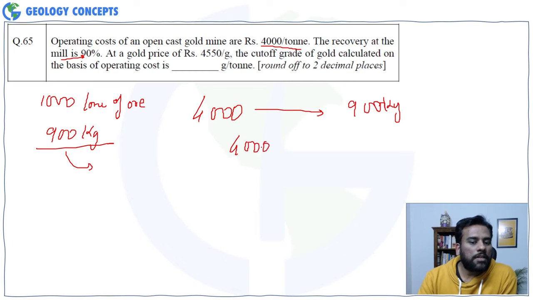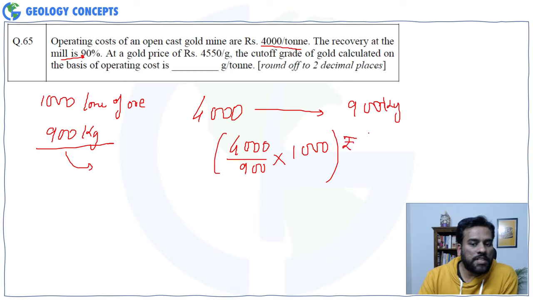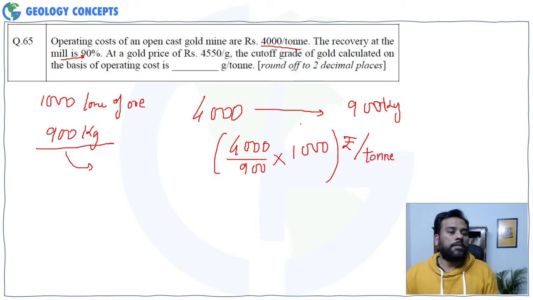So 4,000 divided by 900 into 1,000. This much money I will spend per ton, right? I can write this much rupees per ton I'll have to spend. If I have to mine 1 ton, remember, if you take out 1 ton, only 900 kg you will be able to mine. Getting my point? So to mine 1 ton, you need to spend this much amount. Okay, I think this is clear.